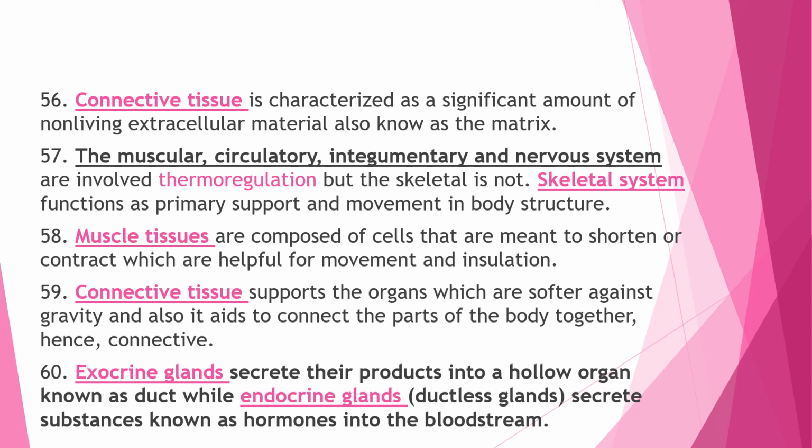Okay, number 60, this is going to be the last number for now. Exocrine glands secrete their products into a hollow organ known as a duct. So exocrine glands have ducts, while endocrine glands are ductless glands, and they secrete substances known as hormones into the bloodstream.